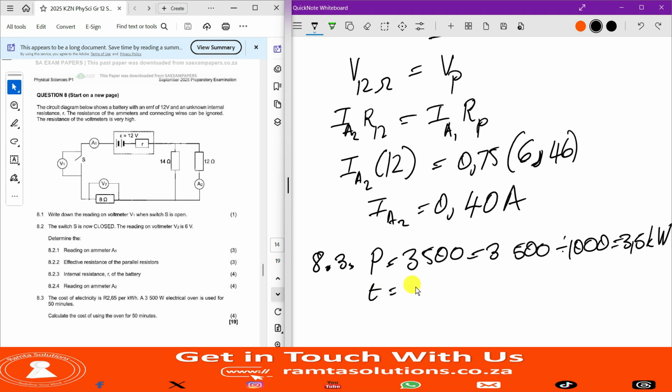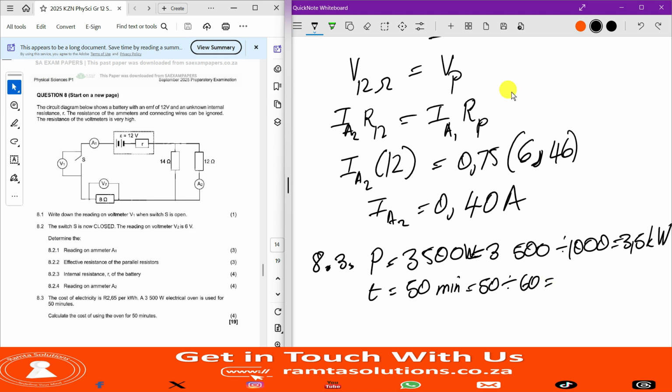Now we're looking at our time. We have 50 minutes. They said this is 50 minutes and we need to give our time in what? In hours. So we must divide by 60 because 60 minutes equals 1 hour. So what is 50 over 60? I'm just going to write it as 5 over 6.